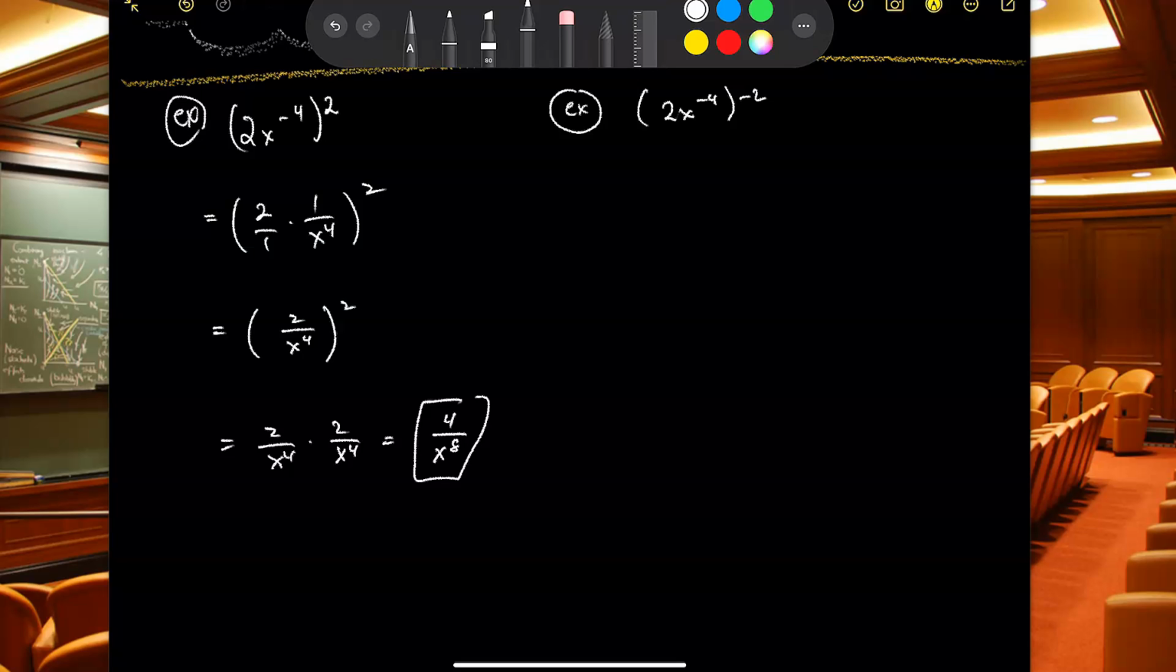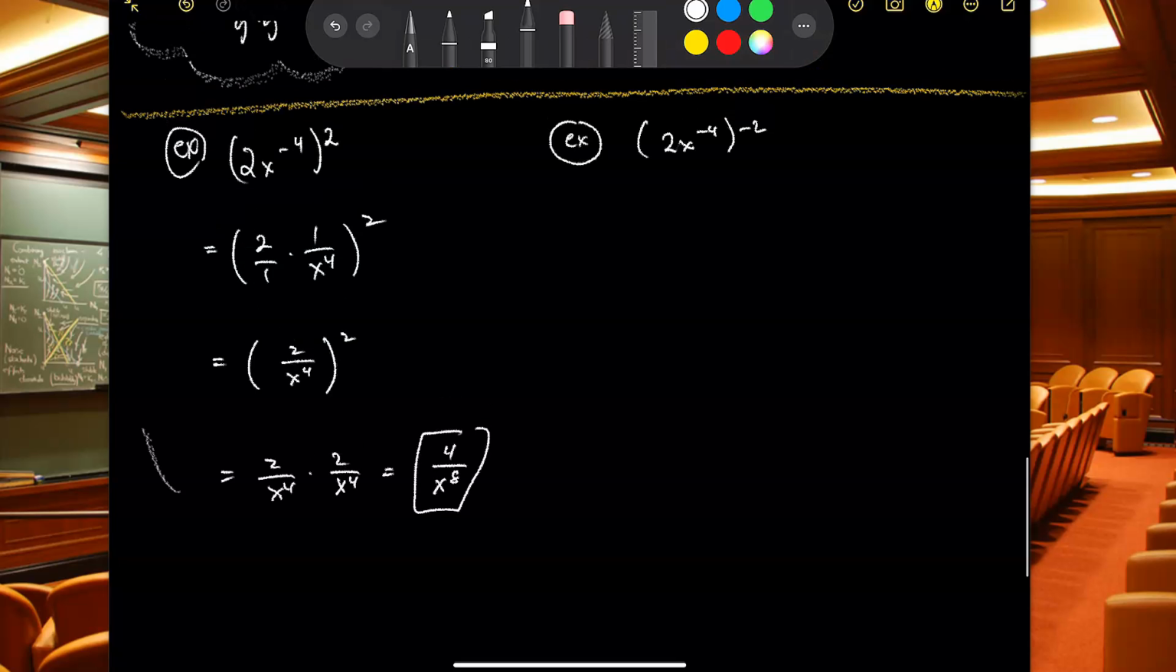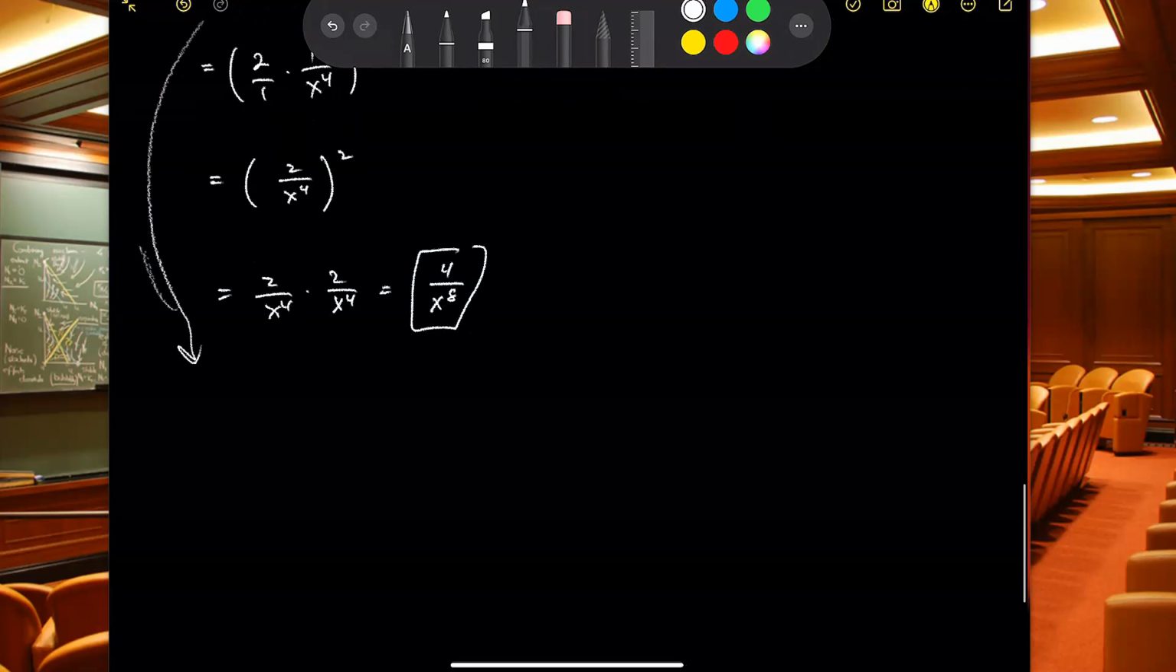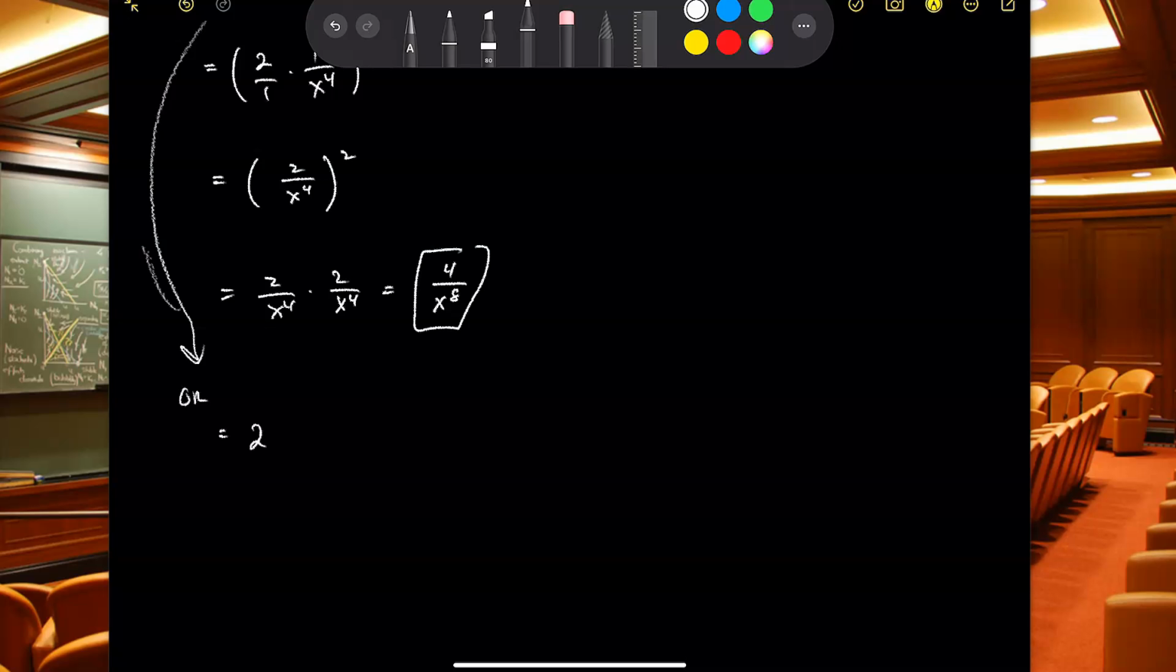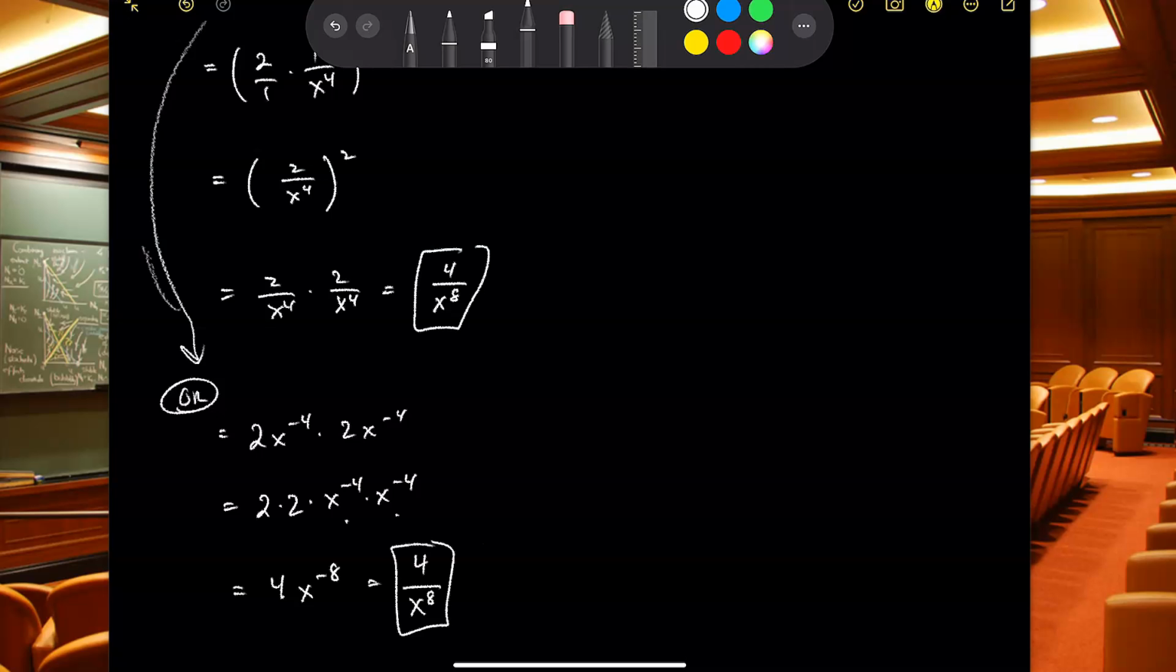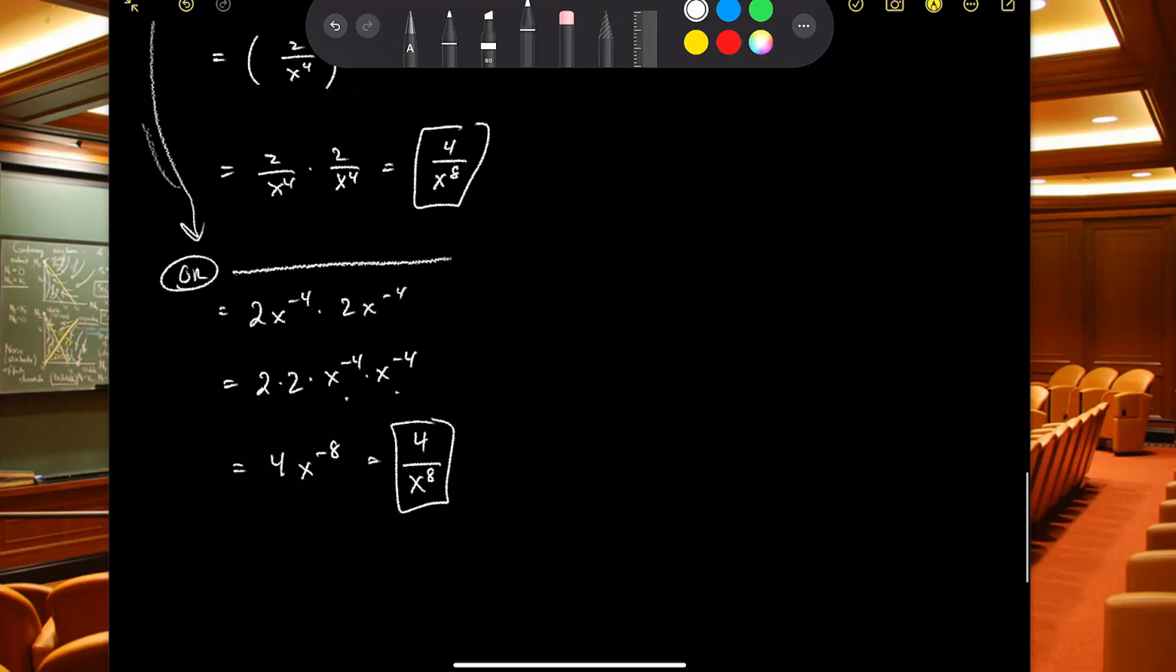The other way to think about it is to just take it as it is here and say, this is really 2x to the minus 4 times 2x to the minus 4, which is 2 times 2 times x to the minus 4 times x to the minus 4. So I'm dividing by x 4 times, I'm dividing by x another 4 times. So how many times total am I doing that? 8 times I'm dividing by x, which is really the same as 4 over x to the 8th. Just another way to view it.